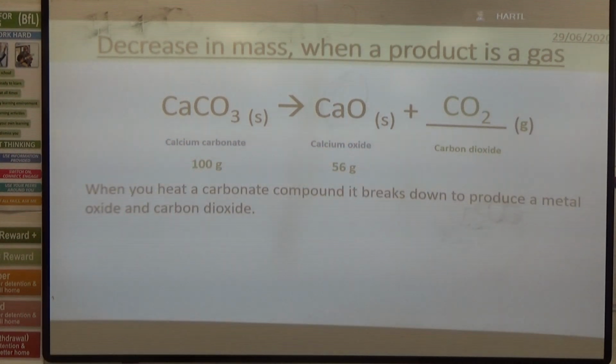So, why might we see a decrease there? If we put some calcium carbonate into a boiling tube, heated it up, and ended up with 56 grams of calcium oxide, it seems like we've got a decrease in mass, when we know it should add back up to 100 grams. So we've got a missing value there, but why can we not calculate that? Why does it seem like there's been a decrease? What's happened to that carbon dioxide?